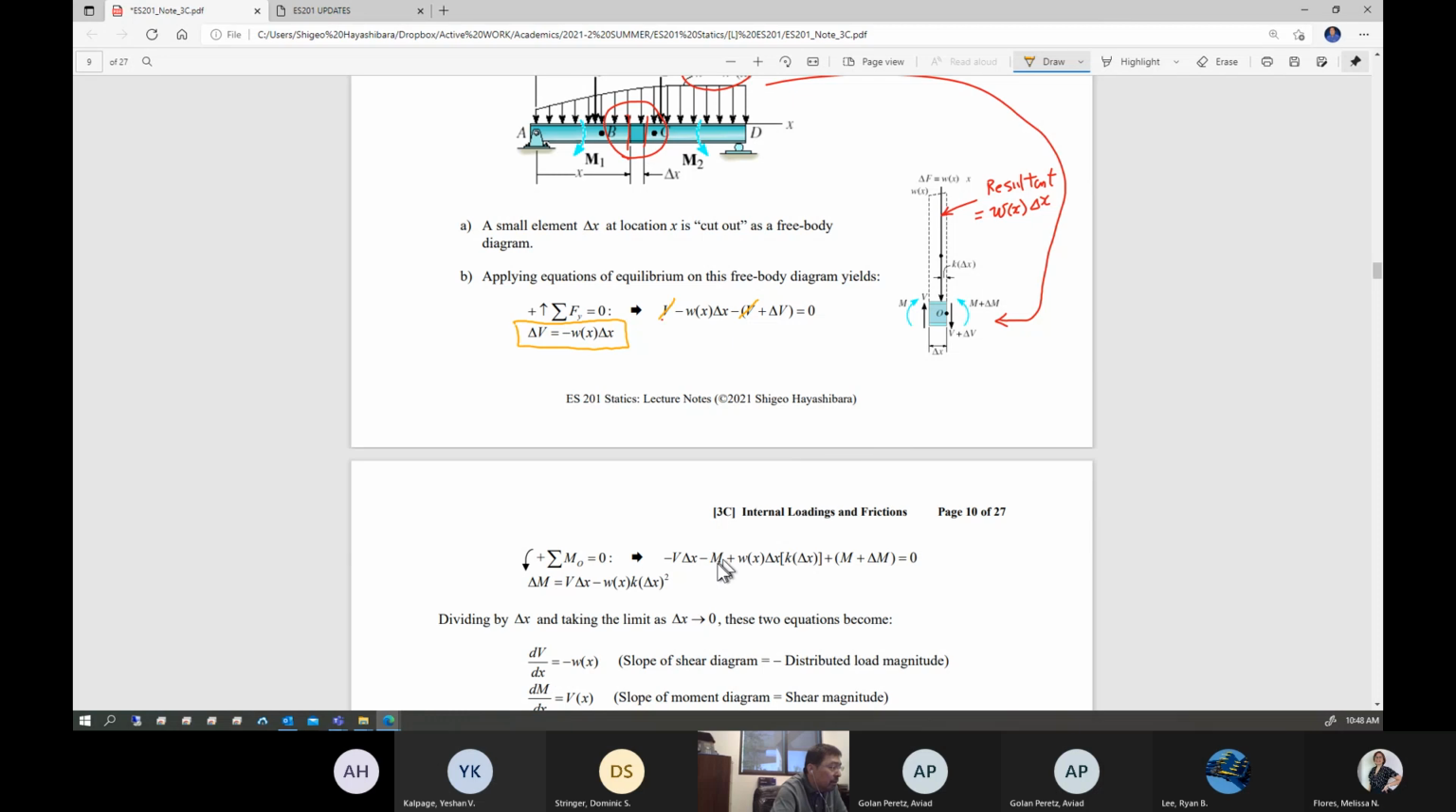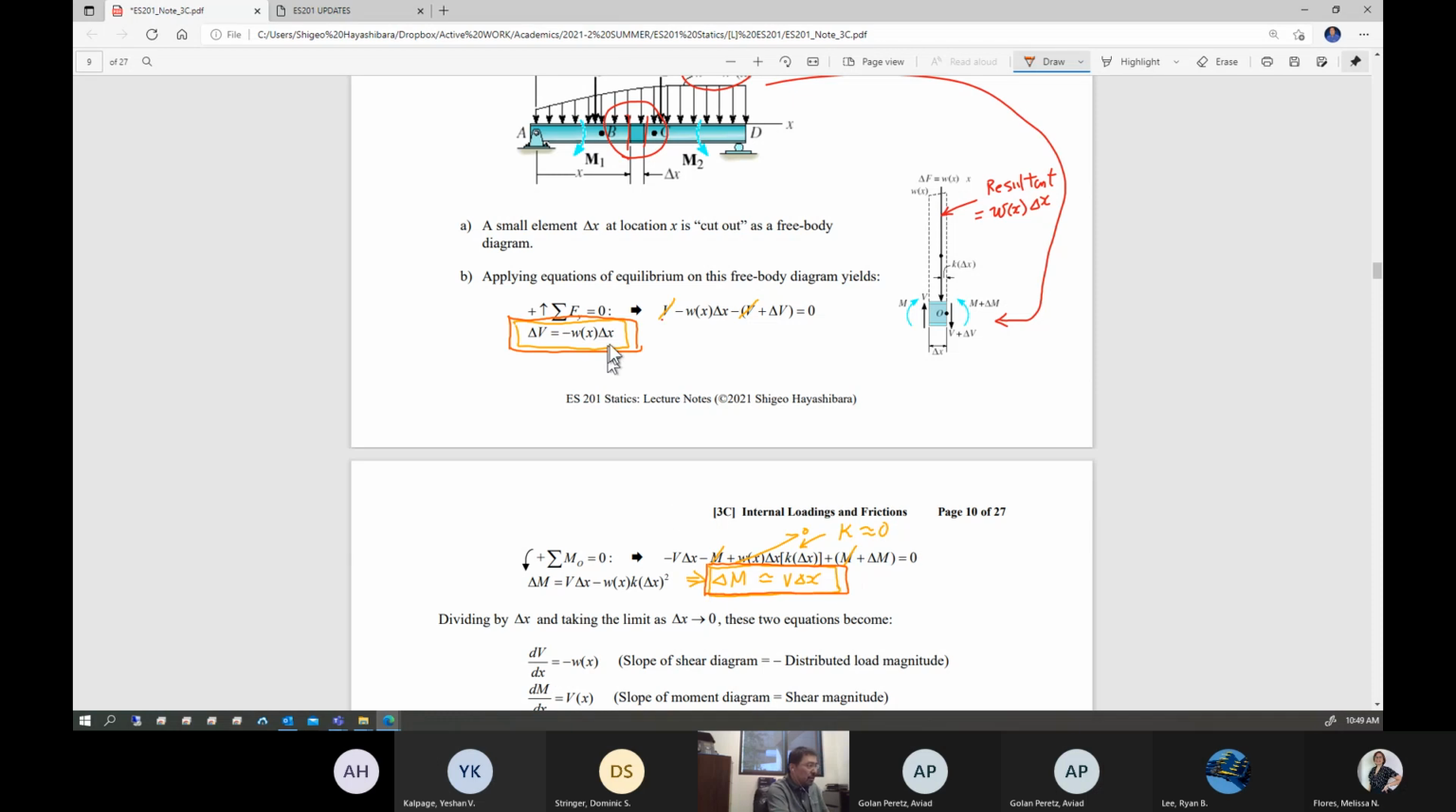Now interestingly, you can cancel M, and then this k is very, very small. Let's just ignore the whole shebang. Then you come up with delta M is approximately equal to V delta x. Important. So you got two important equations. This equation and that equation.